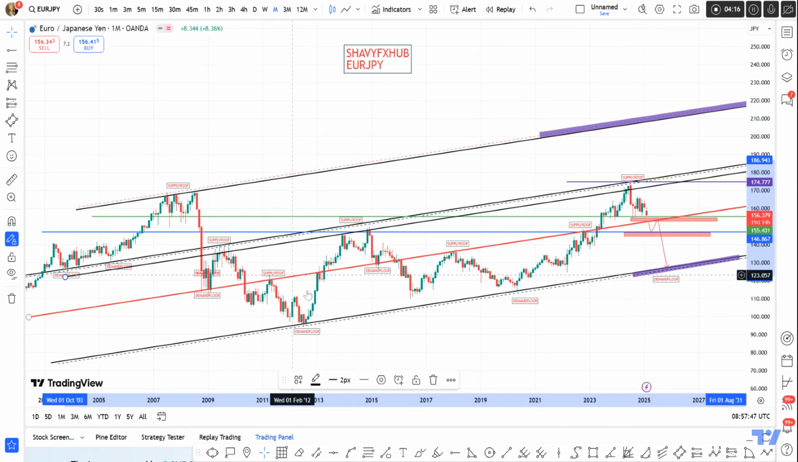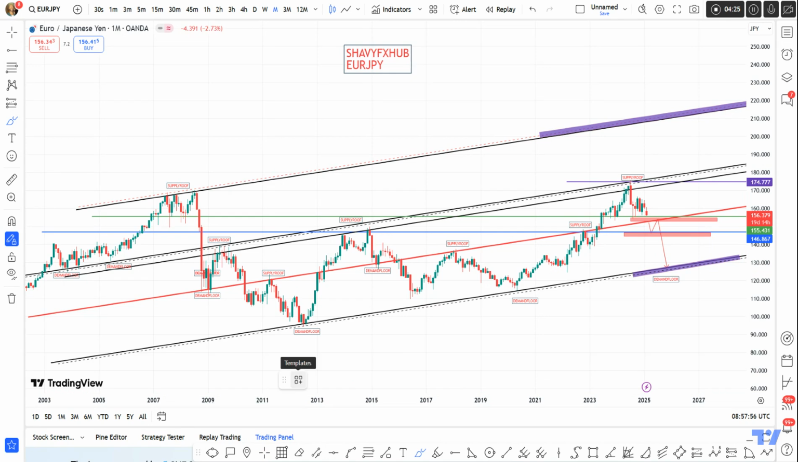Now we have a mid demand floor. A broken supply roof becomes a demand floor. Look here, price creates a demand here, and let's settle them. You can see here, price creates a demand, and there is a break of the demand floor.